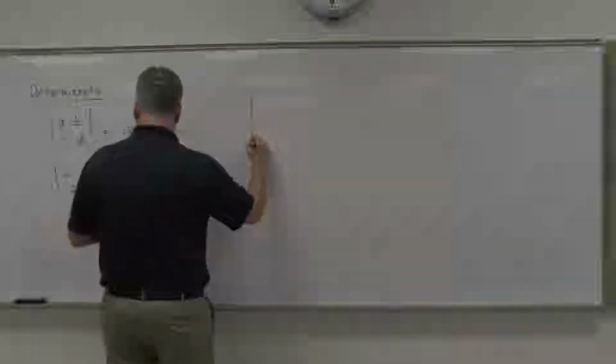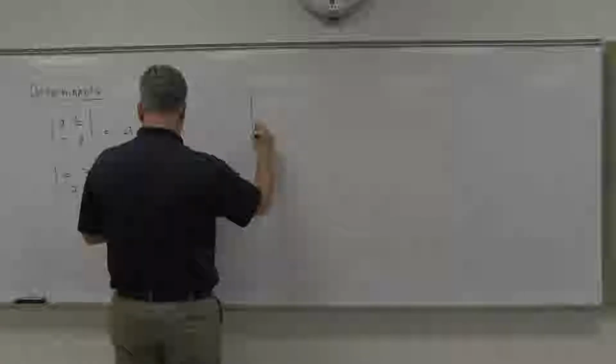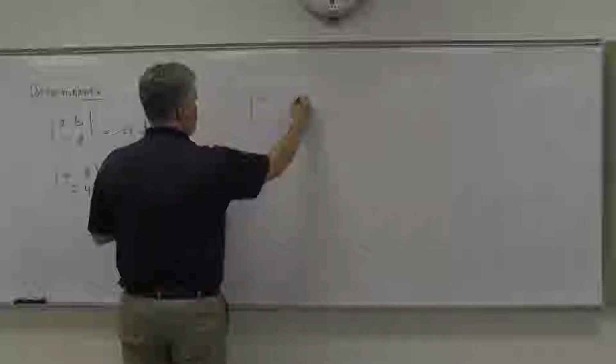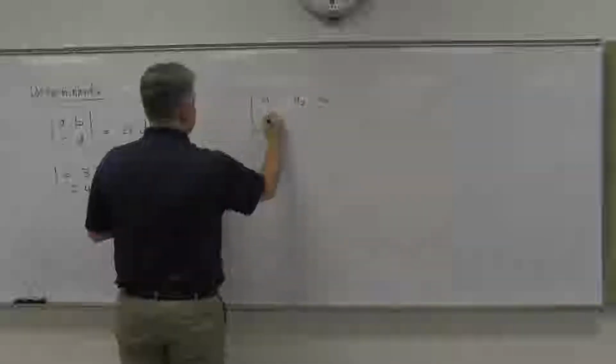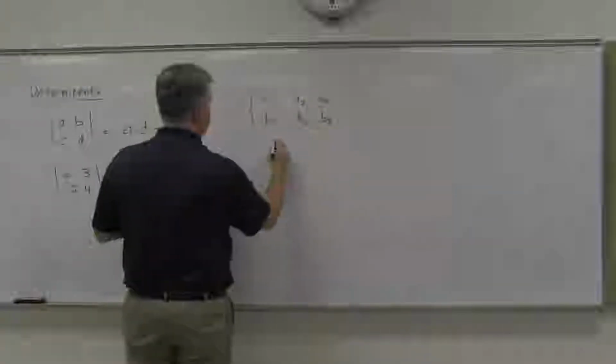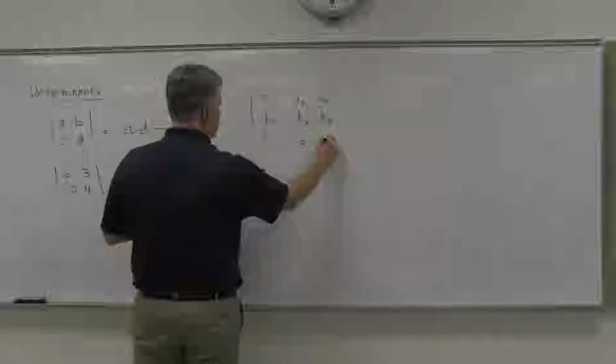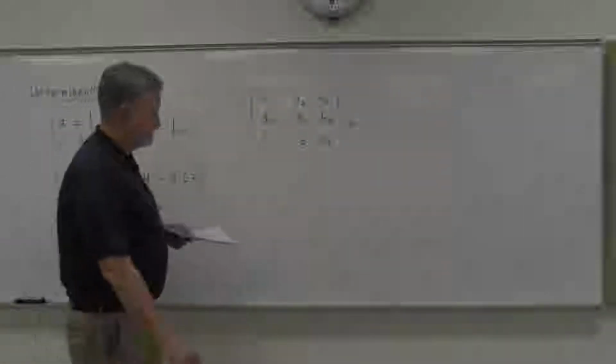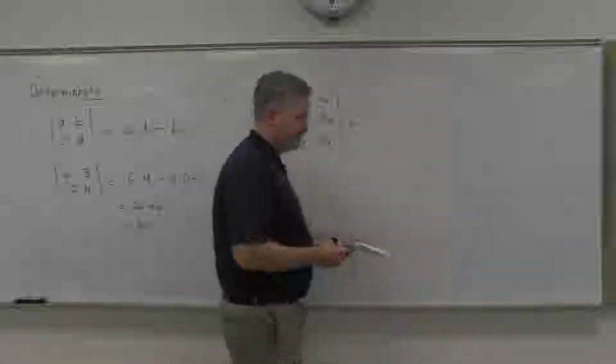The one that'll apply to us is when we have a 3 by 3, an order 3 determinant. So A1, A2, A3, B1, B2, B3, and C1, C2, C3. It gets a little more complicated, of course, when we go to larger ones. I think that's as big as we'll do it.